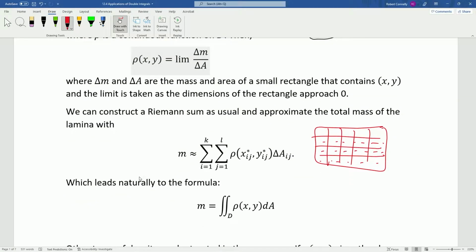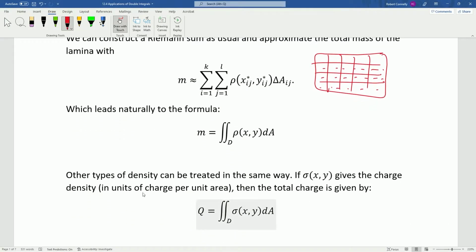So this leads naturally to the formula that mass equals the double integral of the density at x, y with respect to area. Other types of density can be treated in the same way. If this omega of x, y gives the charge density in units of charge per area, then the total charge is given by Q equals the double integral of the density function at x, y dA.